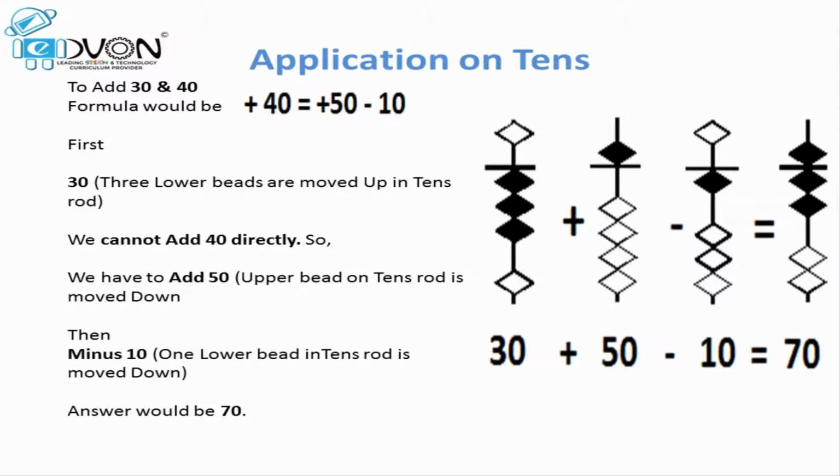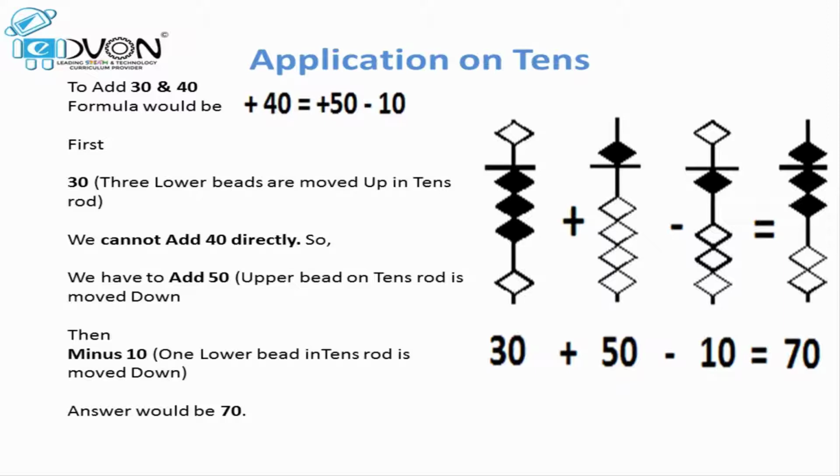Let's apply this formula on fingers as well. If we want to add 30 and 40 together on our fingers, how will we do that? Let's see and practice with me. First, we will open 3 fingers on left hand, which represents the value 30. Now to add 40, we do not have enough fingers left. We have one finger which has a value 10 and we have thumb which has a value 50. So we cannot directly add 40.